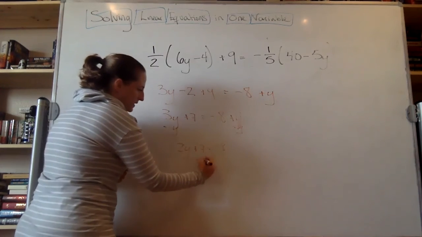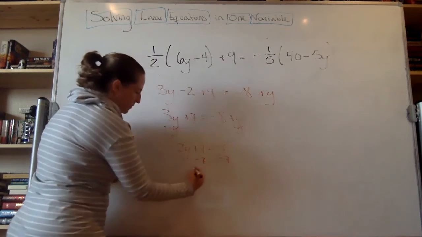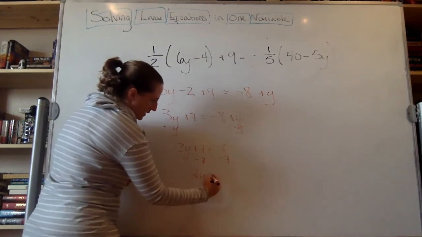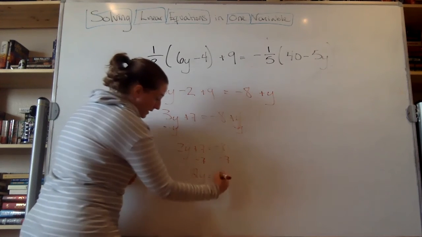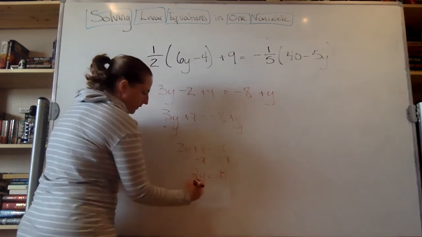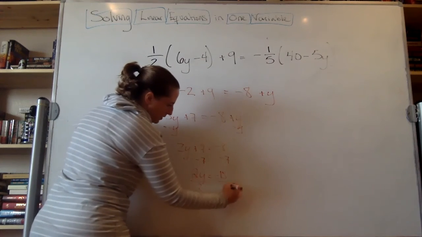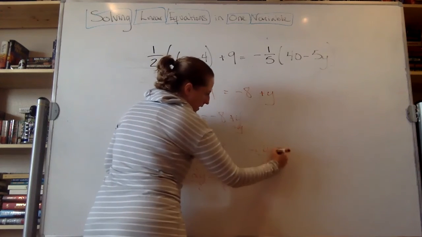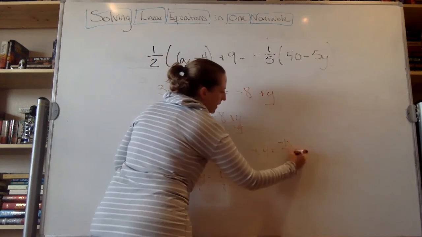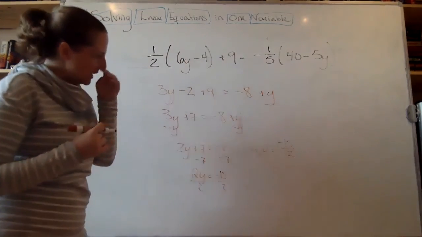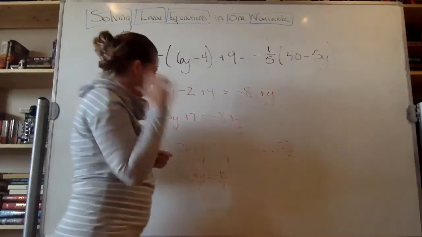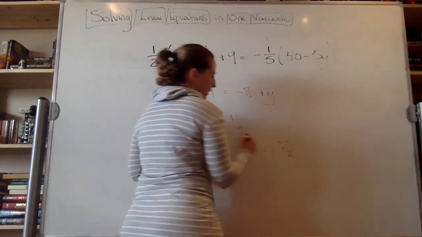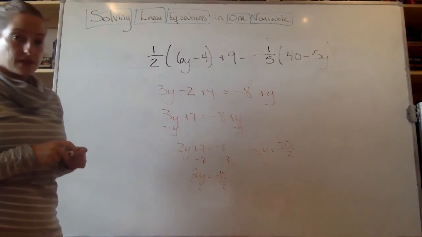Now I'm going to move my 7 over by subtracting 7 from both sides. That'll give me 2y equals negative 8 minus 7 is negative 15. Dividing both sides by 2 gives me y equals negative 15 halves. Can I reduce that? Nope, negative 15 halves is already reduced. So here's my final answer, negative 15 halves.